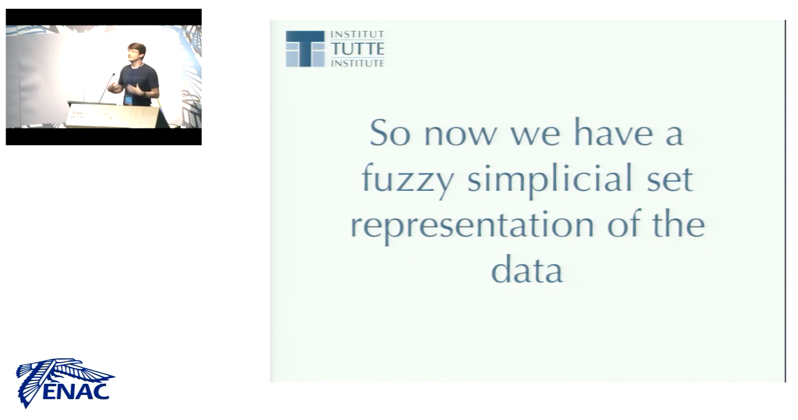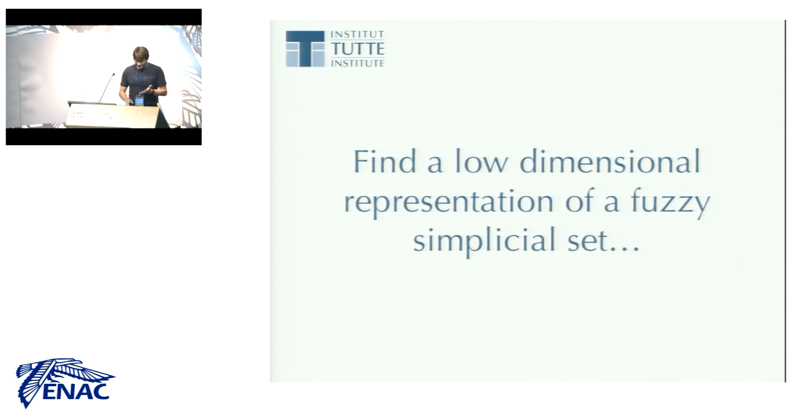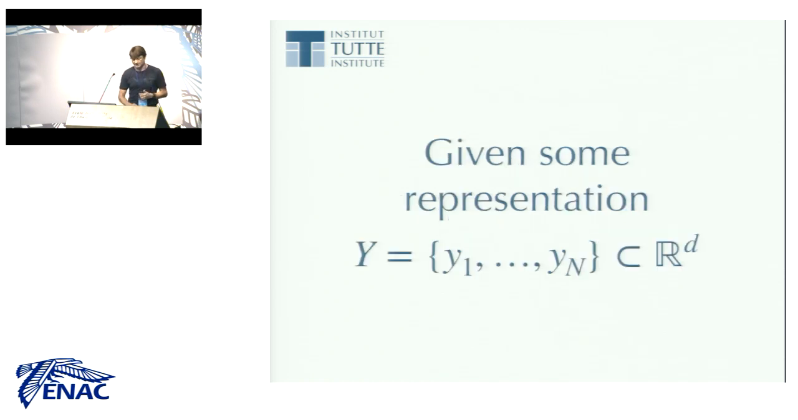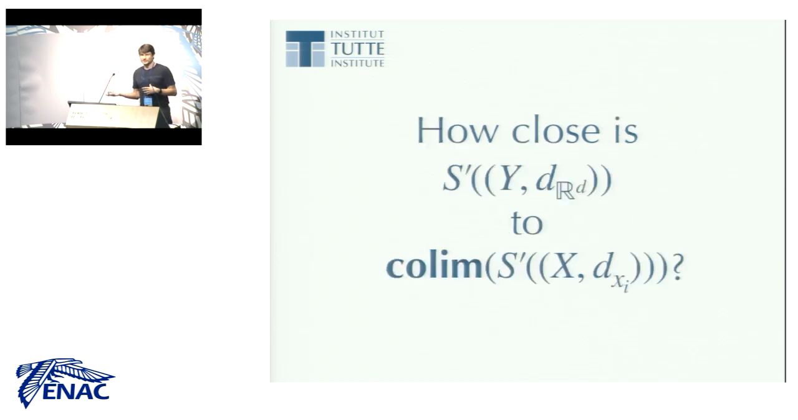How do we turn that into a low-dimensional representation of the data? Well, how do we find a low-dimensional representation of a fuzzy simplicial set? That's ultimately our question. So, assume we get given some representation in a low-dimensional space. We could initialize that randomly, or we could find some smarter way to do it. At the end of the day, what we want to do is be able to say, how close is that representation, when we take its singular set, compared to the colimit we glued together.